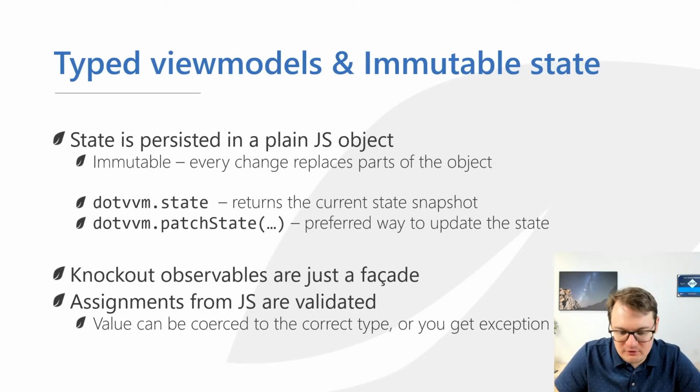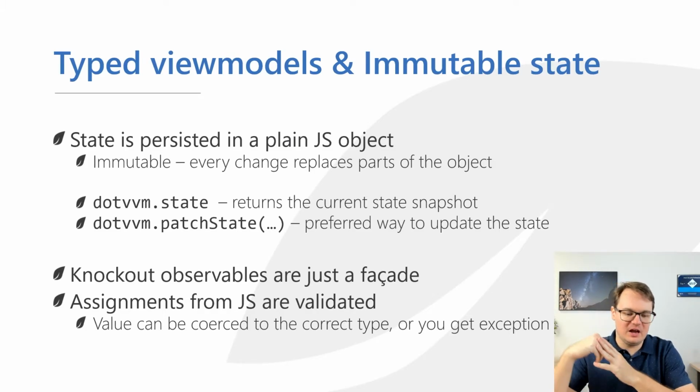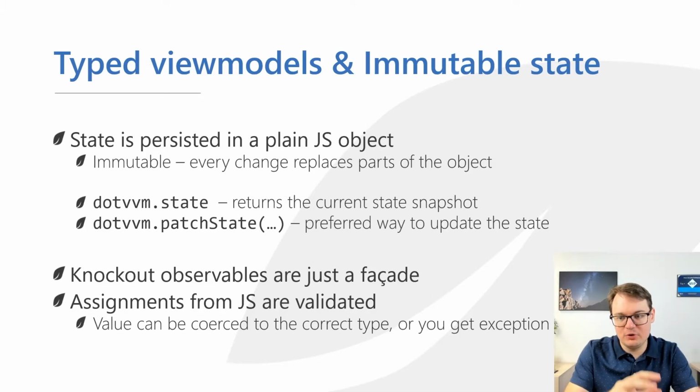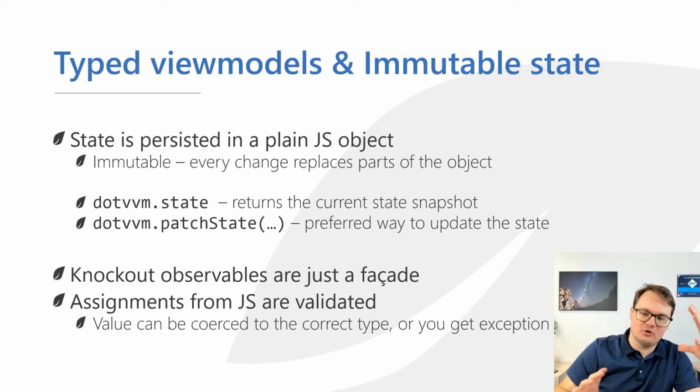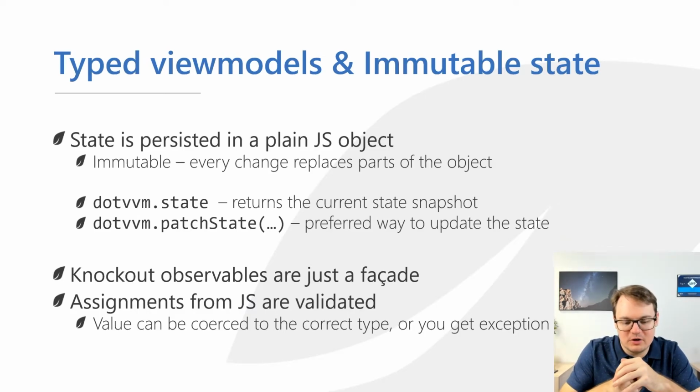And from DotVVM 3.0, we store the state in a different object. It's a pure plain JS object, and it's immutable. So if you change anything in the state, we are not modifying the existing state object, but we are creating a new immutable copy of the state. This prevents a lot of problems. And because DotVVM is still using Knockout.js, we basically emulate the hierarchy of Knockout observables, but they store the values in this JavaScript object.